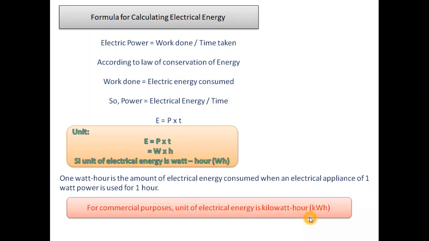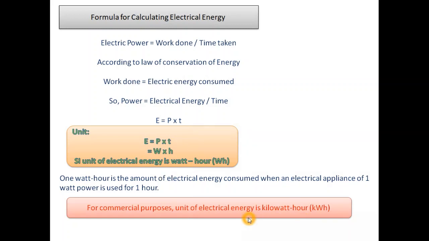And 1 kilowatt hour is the amount of electrical energy consumed when an electrical appliance having a power rating of 1 kilowatt, not 1 watt, is used for 1 hour. It's 1 kilowatt because 1 kilowatt consists of 1000 watts. So for commercial purposes, we are using the unit kilowatt hour.